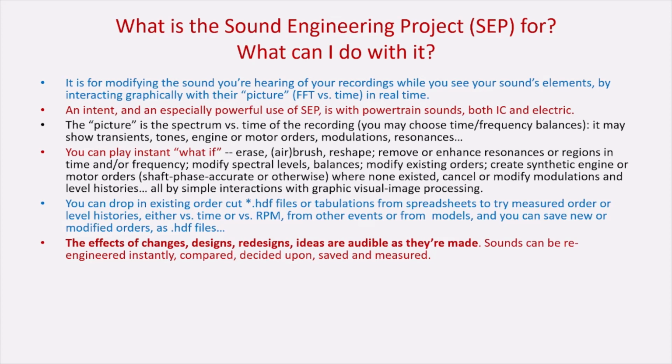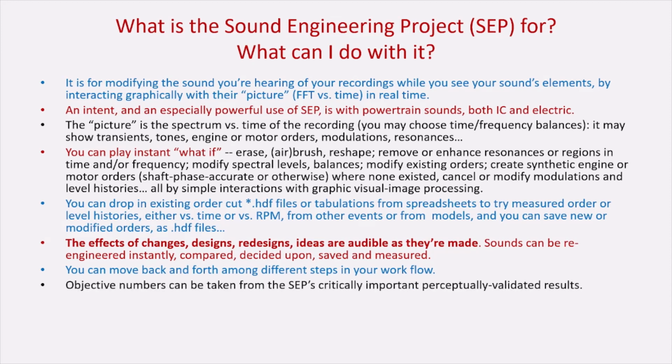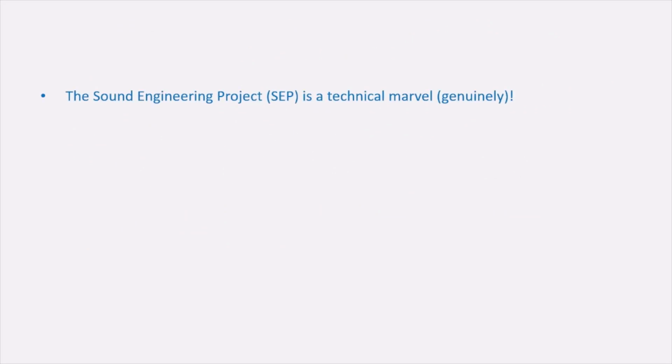The effects of the changes, the designs, the redesigns, and the ideas are audible as they're being made. Sounds can be re-engineered instantly, decided on, saved, taken to Artemis Suite for further analysis, and measured. You can move back and forth among different steps in your workflow. You can take a snapshot at any point. Objective numbers can be taken from the critically important perceptually validated results. As mentioned, you can take them to Artemis Suite and do a lot of other things and find out psychoacoustic, advanced psychoacoustic, other tools. So the Sound Engineering Project is really a marvel technically.